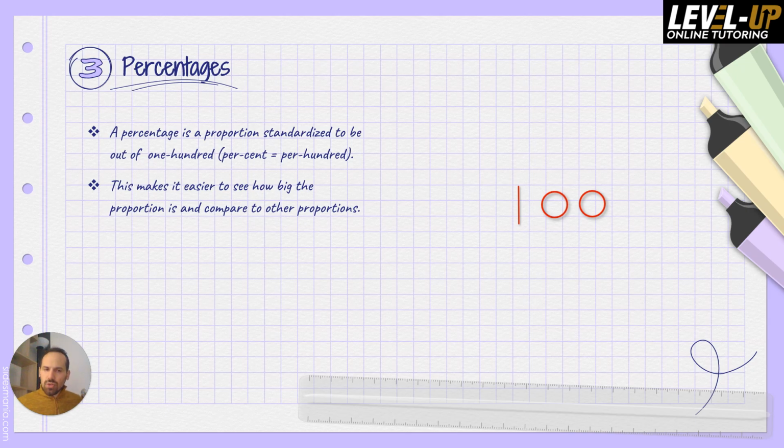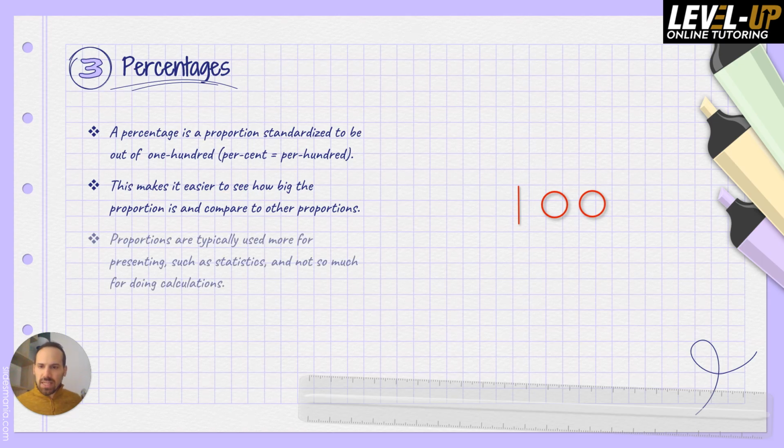The reason why we do this is because it makes it easier to compare proportions. Say you've got two fractions with two different denominators and you're trying to compare them, it's hard to really see which one's bigger or smaller or by how much. But when you have, say, 50% and 60%, you can easily see which one's bigger. So that's why we use it, for those presentation purposes.